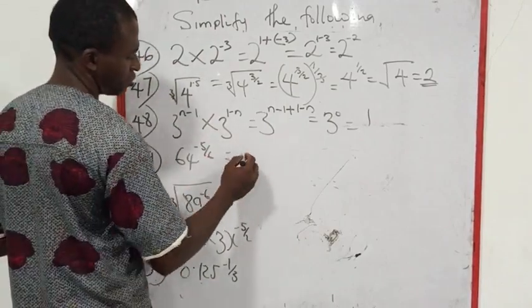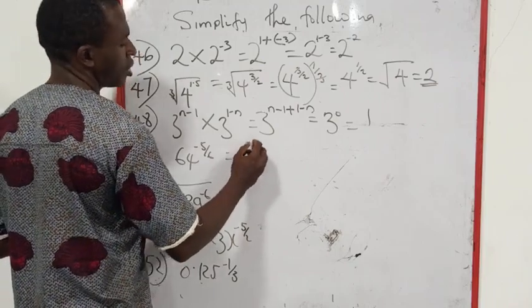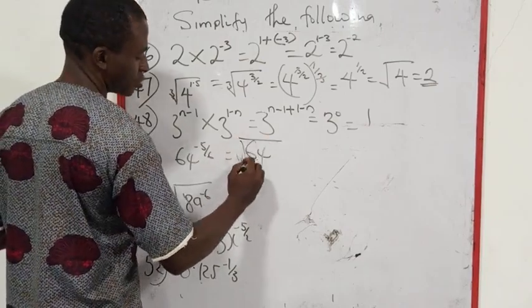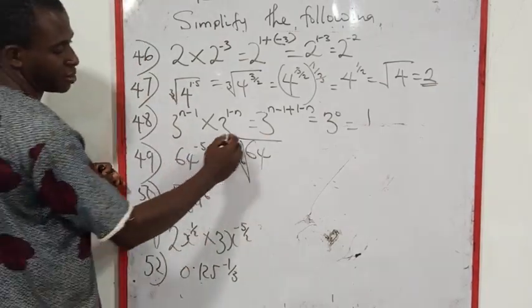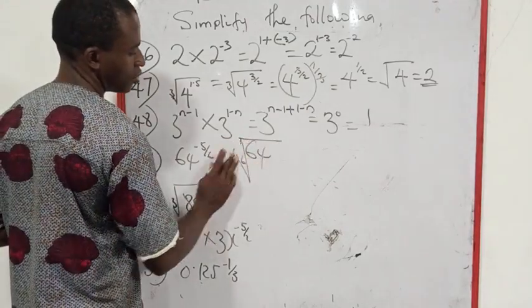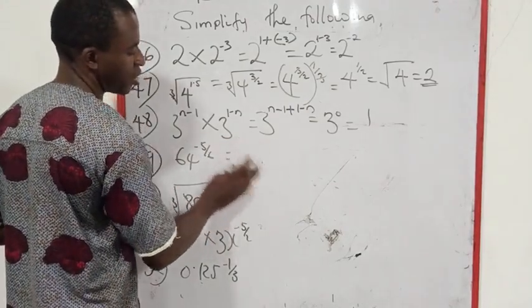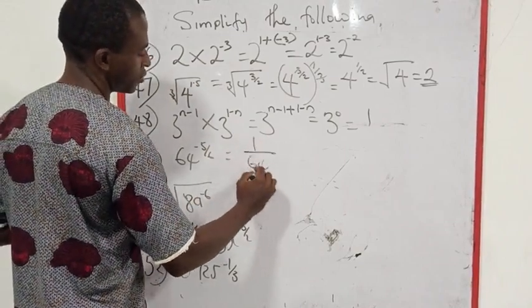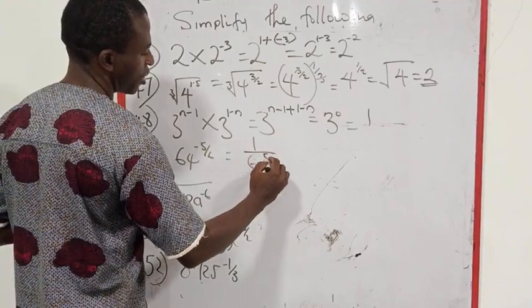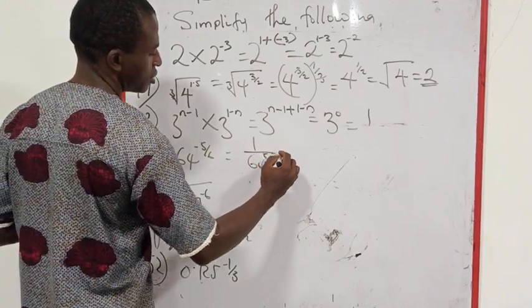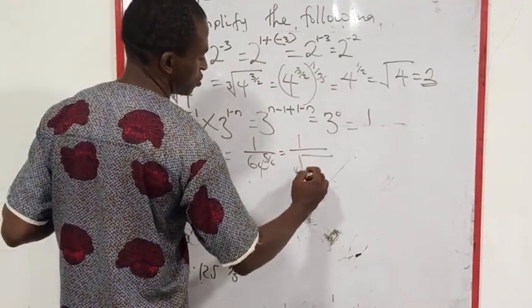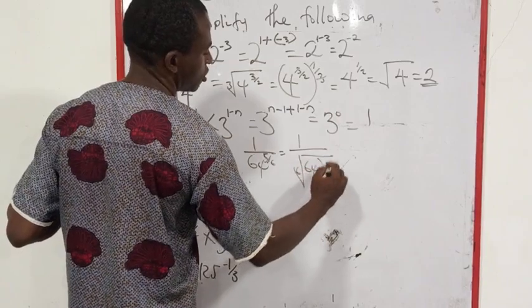Let's not waste time. Let's not beat about these questions. As you can see, this one is 6 roots. I'm interpreting it as 6 roots. Sorry, we have jumped the process. Our fourth law of indices is 1 over the number, removing the minus sign. 64 raised to power 5 over 6 becomes 1 over the 6th root of 64 raised to power 5.